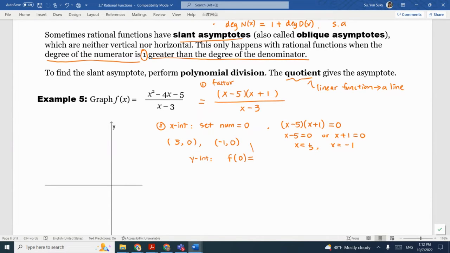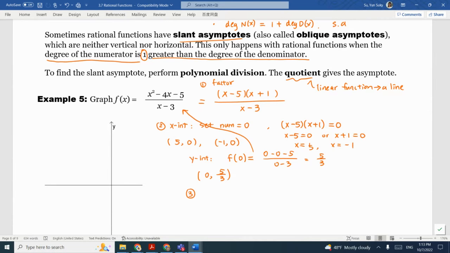So in the original form, we get 0 minus 5 over 0 minus 3. That's negative 5 over negative 3, which is 5/3. The y-intercept is a point, so (0, 5/3). So far so good, everybody? Yes? And then we have the vertical asymptote.